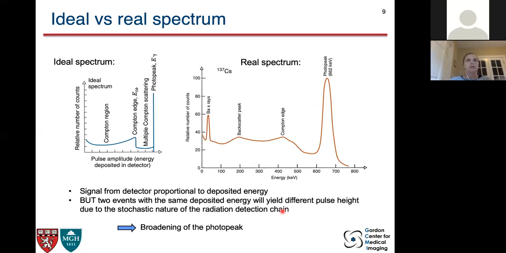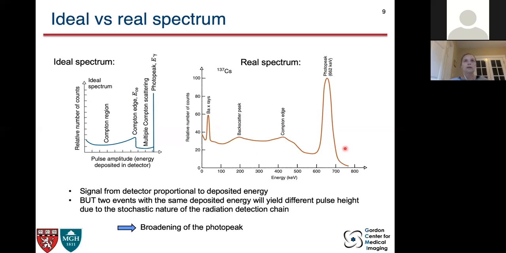However, what we saw in the previous slide is an ideal spectrum. In reality, we will get something that looks more like this. We will get a broadening and smoothing of all of the features that we see in this spectrum. We see the Compton edge is not a sharp edge, it's more like a slope. And we also see that the photopeak is not a sharp spike, it's broadened basically.